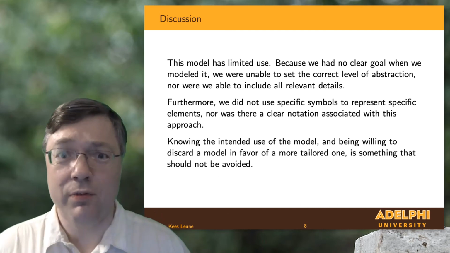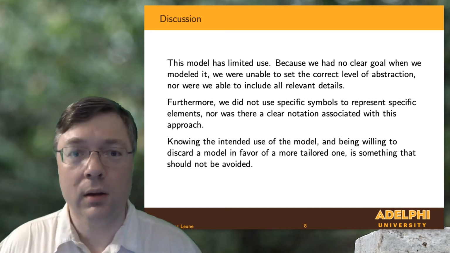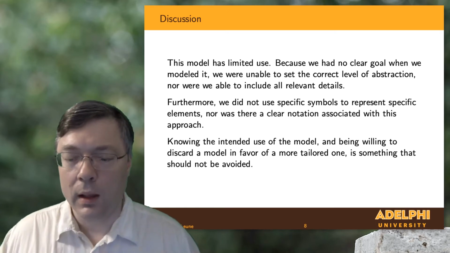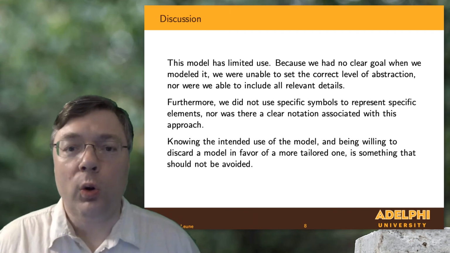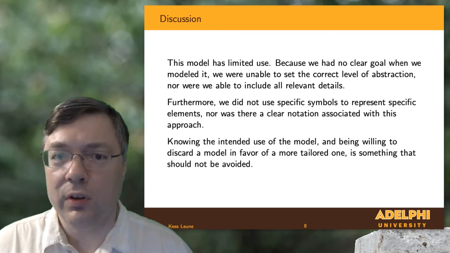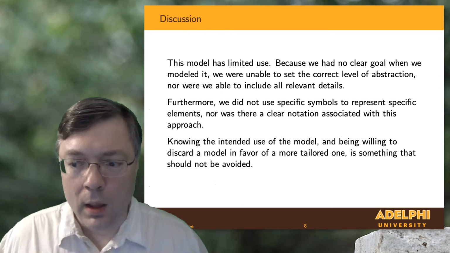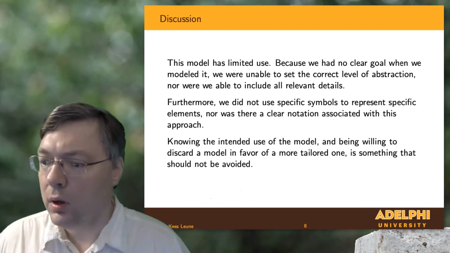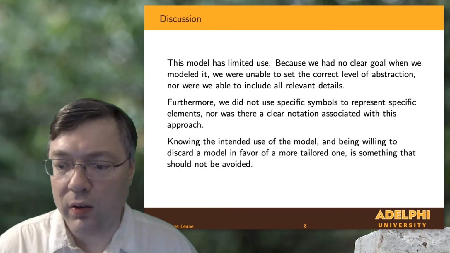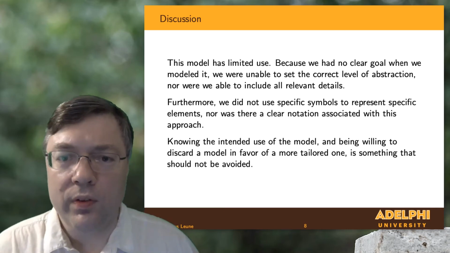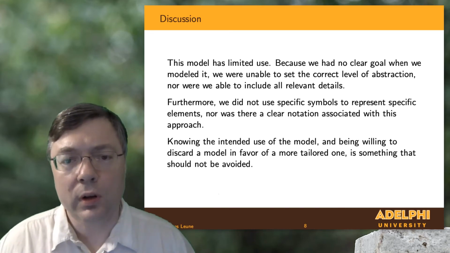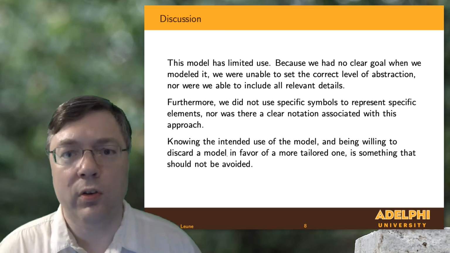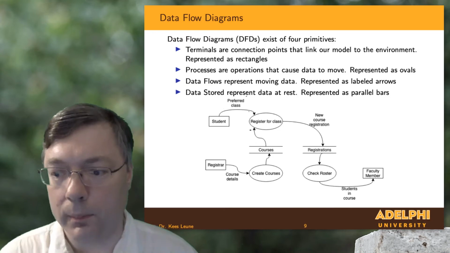It might be an interesting first step in identifying what's going on here, but it's not a model that anyone can understand if they don't have the right context with it. Also, we had no clear goal when we put together this model, and as a result, it doesn't really serve a clear purpose. We didn't have a level of abstraction. We did not use unambiguous symbols. There was no clear notation. There were a whole bunch of things wrong with this model. And so the question is, a picture does not make a model. A model has more than just a picture. Let's see if we can do this better.